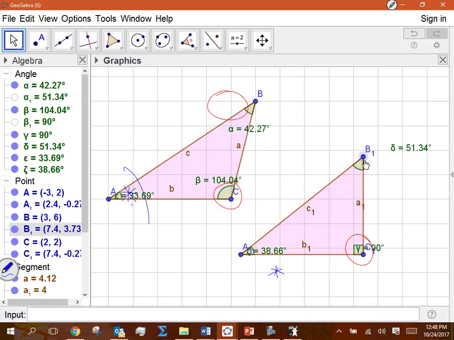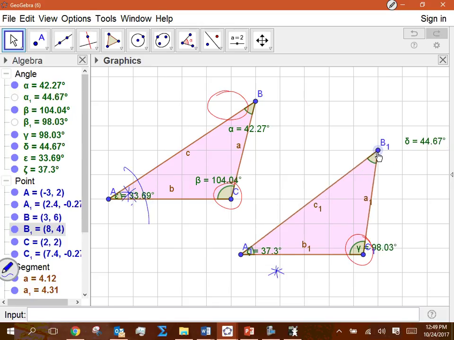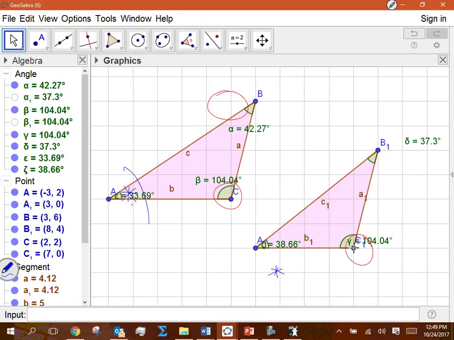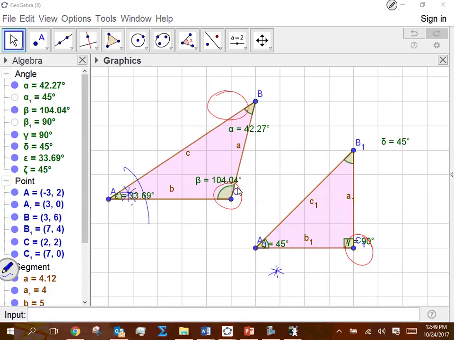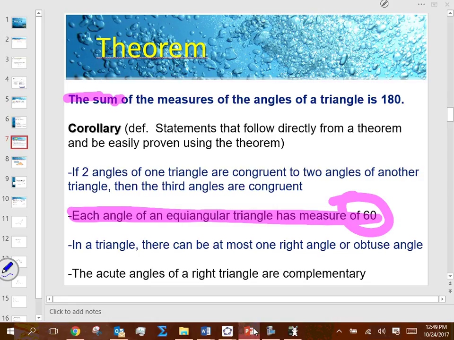If I could make that one 42.27, you would see at that angle there, which is 33.69, that one is 104.4. Make this one 104.4. These angles down here would still be the same. Okay? If you know two angles of one triangle are congruent to two angles of another triangle, third angles have to be congruent. The third angle theorem is a very, very useful tool for the rest of the year.